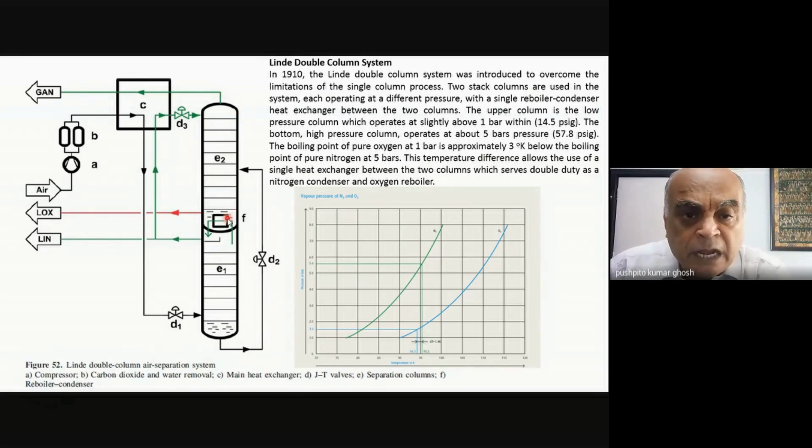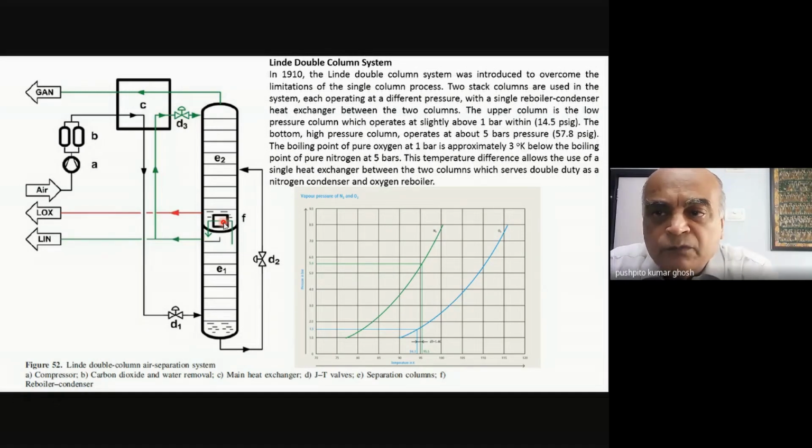And you can see, over here I'll get the oxygen as a liquid. So I'm taking out the liquid oxygen from here, and the crude liquid oxygen is effectively going into the top column, and that's where the complete rectification and recovery of pure oxygen is taking place. This is basically the Linde double column system. Let me read out what it says. In 1910, the Linde double column system was introduced to overcome the limitations of the single column process.